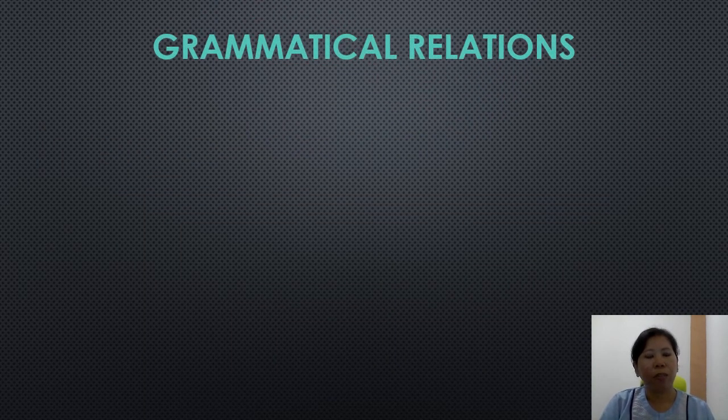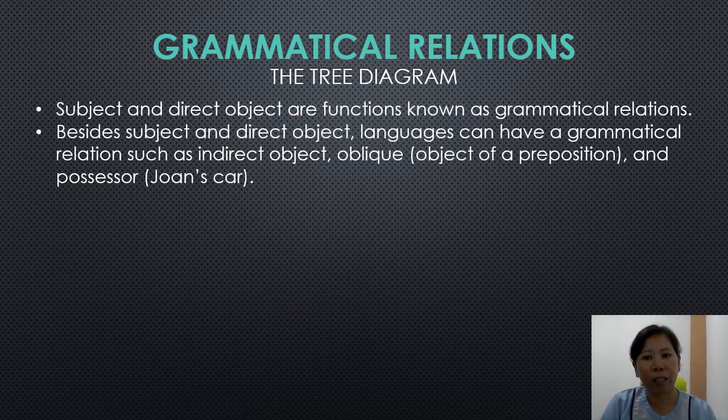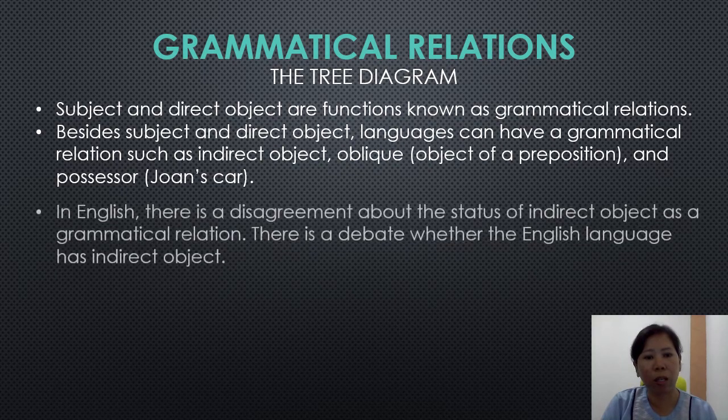Now, what are grammatical relations? The subject and direct object are functions known as the grammatical relations. Besides the subject and the direct object, languages can have grammatical relations such as indirect object, oblique, or the object of a preposition, and a possessor, for example, Joanne's car.